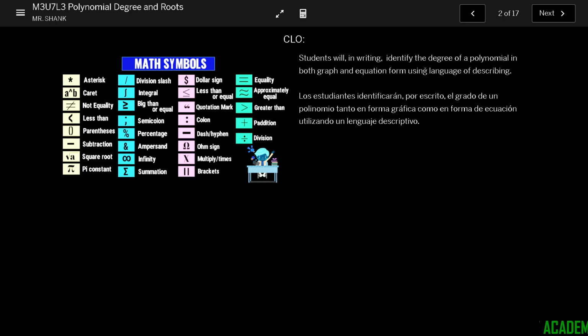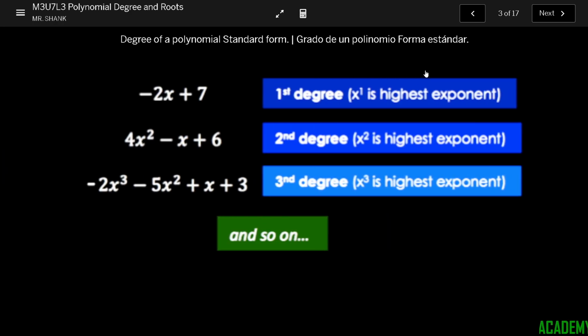All right, moving on. What we'll be talking about is how to identify the degree of a polynomial in both the graph and the equation form, and we're going to be using that language of describing.